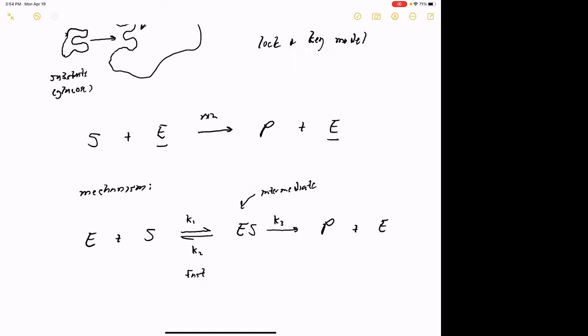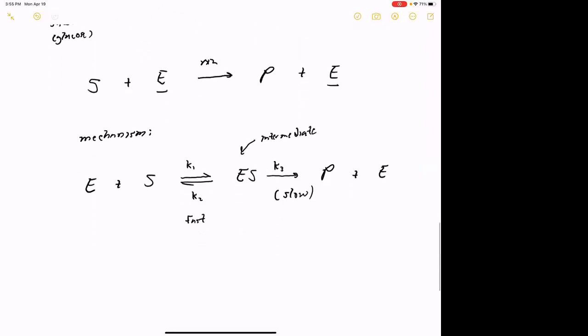So basically what we're talking about here is a two-step mechanism. First, we get a fast pre-equilibrium that gets us to the intermediate, which is the enzyme substrate complex. And then moving forward, that intermediate can break apart to give me the product plus the enzyme back. And by the way, the second step is going to be the slow or rate determining step of the mechanism. All right, everybody good here?